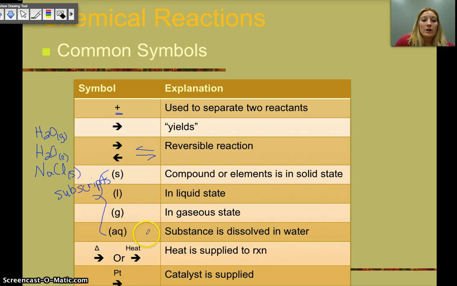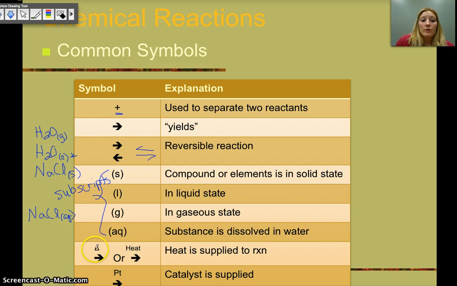When you see the AQ, that means a substance is dissolved in water. Water itself will never be AQ. You don't really dissolve water in water. Water is always a liquid. Then if we were to put something like salt in water, it would be NaCl AQ. That would mean that it's a solution. We've dissolved that salt into water.